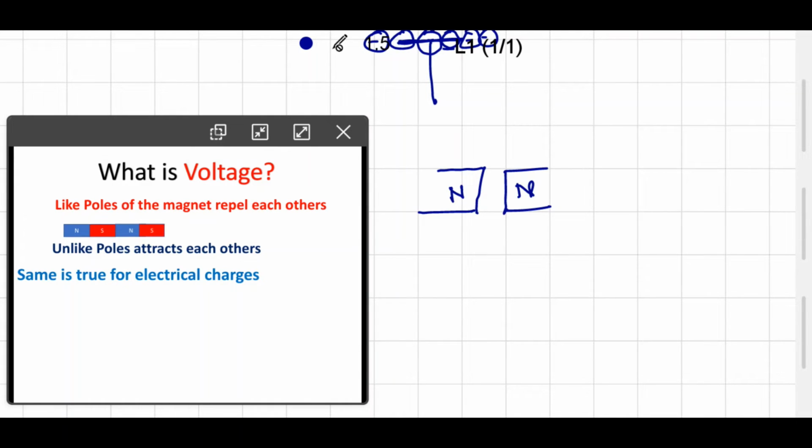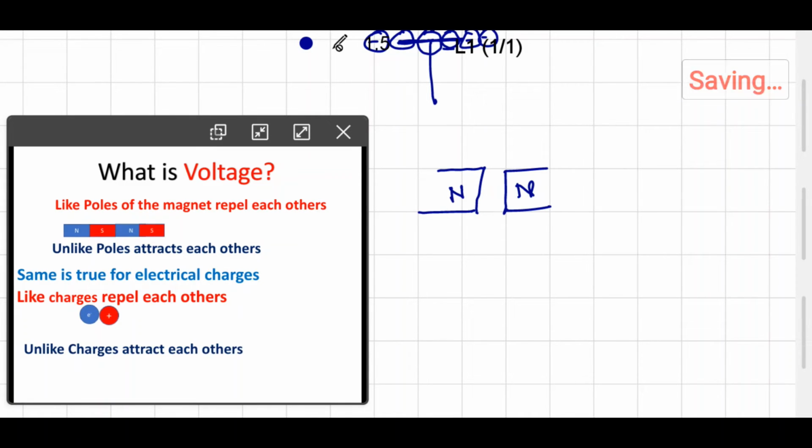The same is true for electrical charges also. Let us consider these are two electrons. When two electrons are there, they apply force on one another and go away from each other, they repel each other. But suppose we consider a positive charge and a negative charge. Unlike charges attract, and as this is a natural phenomenon, this is a basic idea for understanding the concept of voltage.